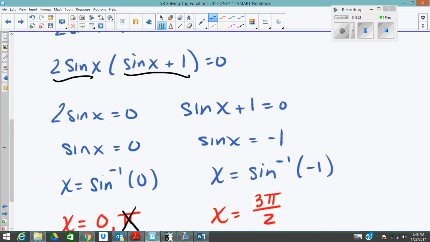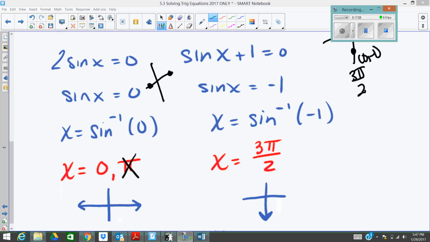So that's 2 sine of x equals 0. Divide by 2, sine of x equals 0. So look at your quadrants. Sine of x equals 0 at 0 and pi. And sine of x plus 1 equals 0. So we subtract the 1, and we get sine of x equals negative 1. Right there, at 3 pi over 2.